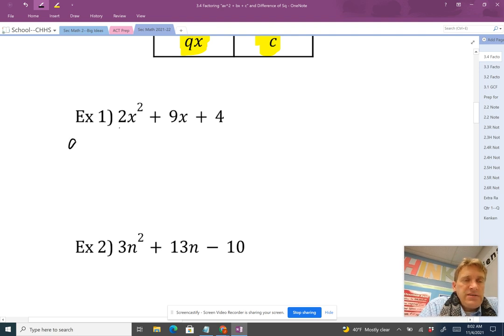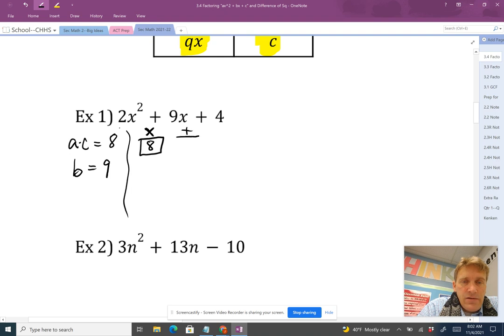So when we find a times c, ac equals 2 times 4, which is 8, and b equals 9. And so we're looking for two numbers that multiply to give us ac, I'm going to put a little times sign to remember we're multiplying to find ac, and that add to give us b, which is 9. It's the coefficient of the middle term. So I always start with 1. 1 times 8 equals 8, and 1 plus 8 equals 9. So right off the bat, we found the numbers that we're looking for.